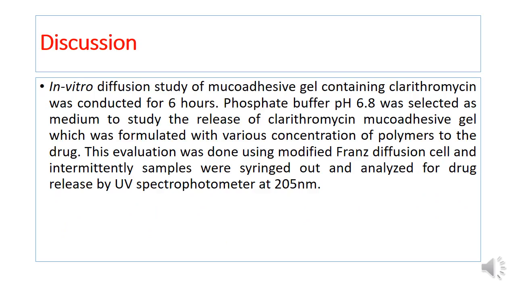In vitro diffusion study of mucoadhesive gels containing clarithromycin was conducted for 6 hours. Phosphate buffer pH 6.8 was selected as the medium to study the release of clarithromycin from the mucoadhesive gels, with various concentrations of polymers to the drug. This evaluation was done using a modified Franz diffusion cell, and samples were intermittently syringed out and analyzed for the drug release by UV spectrophotometer.